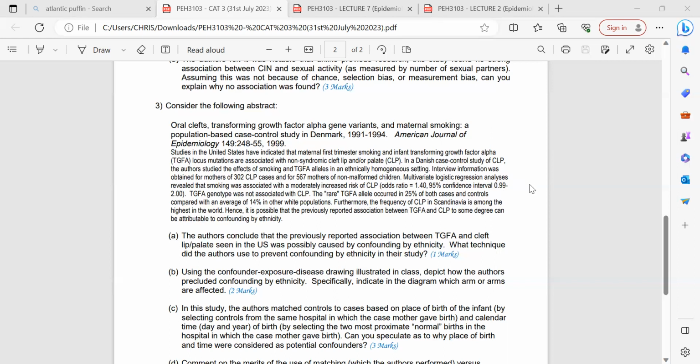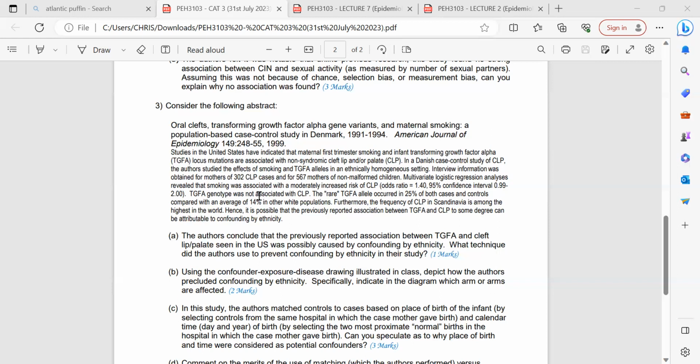Multivariate logistic regression analysis revealed that smoking was associated with moderately increased risk of CLP, odds ratio of 1.40, with that confidence interval, and so on.